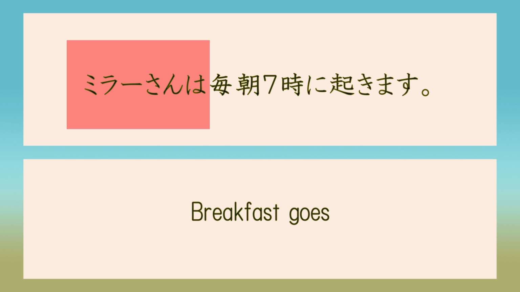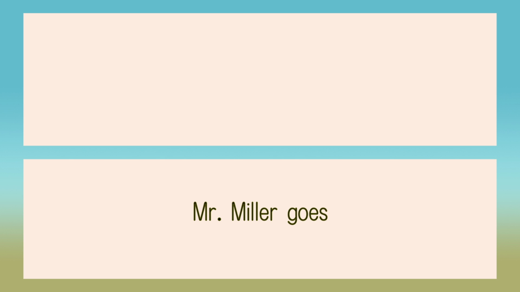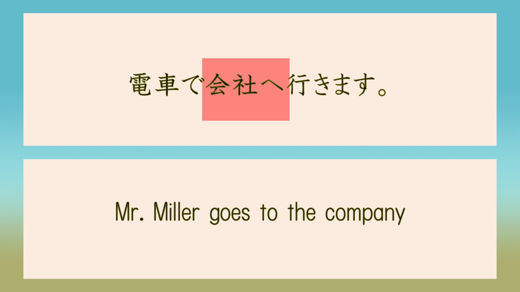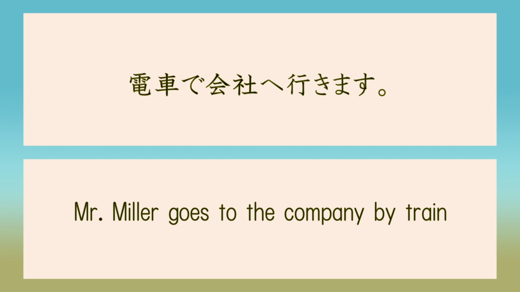We get to the first sentence where our previous topic was Mr. Miller. And again, we're talking about Mr. Miller. This whole text is about Mr. Miller. So it makes sense to assume that the sentence is Mr. Miller goes. This is how we're going to start our sentence. Mr. Miller goes. Then we go backwards. Kaisha e, to the company. And then we go a little bit backward. Densha de, by train. So our sentence is Mr. Miller goes to the company by train.